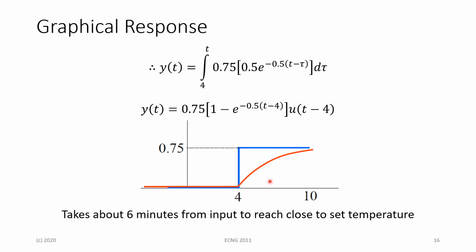So this red line here represents our y of t signal, and the blue line here represents our x of t signal. The y of t signal here is our output, and the x of t signal here is our input. And we're watching the time for which the y of t signal approaches the x of t signal, because our x of t is our set point that the y of t signal needs to reach. So in plotting it, you see that it's going to take about 6 minutes for the output to reach close to the set temperature.